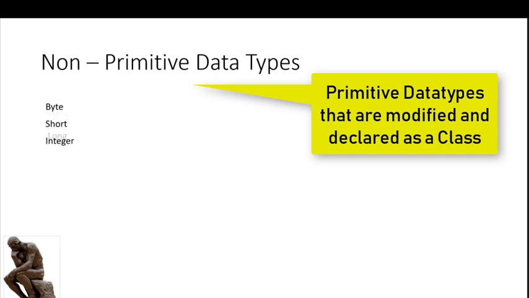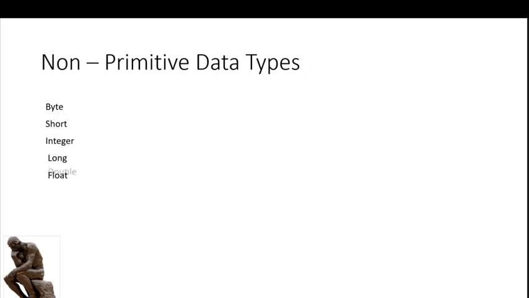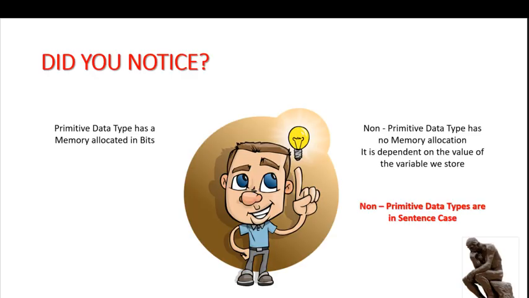If I declared a class based on primitive data types and modified them to become a class, they are modern or non-primitive data types. These non-primitive data types eventually become constant classes of Java. They are no different from the primitive data types. There is an Integer, there is a Float, there is a Long, there is Double, Character, String, Boolean, and Byte. But if you notice, the non-primitive data types do not have a fixed memory allocation.